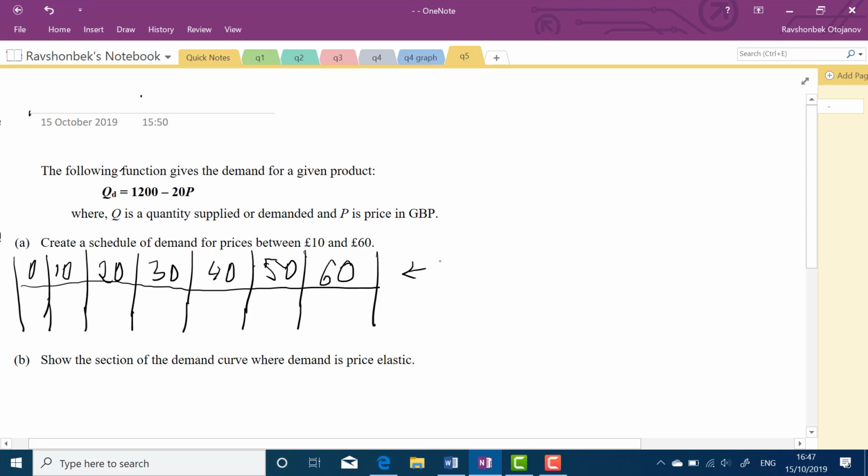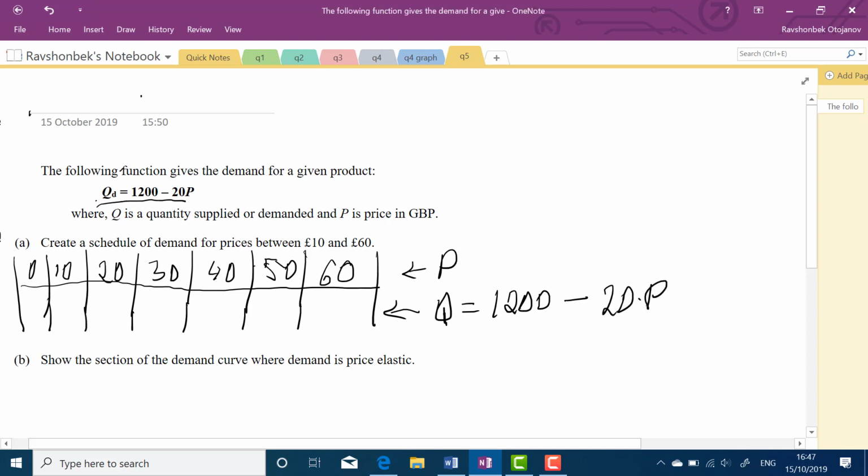So these are the prices and these are the quantities. And remember, quantity is determined by this formula. So that's this formula here, minus 20p times p. Now I will plug each of these prices in here and then work out what the quantities are. Do you have any question on this? Shouldn't be a trouble for you, right? So I'm going to plug this schedule of prices into this.